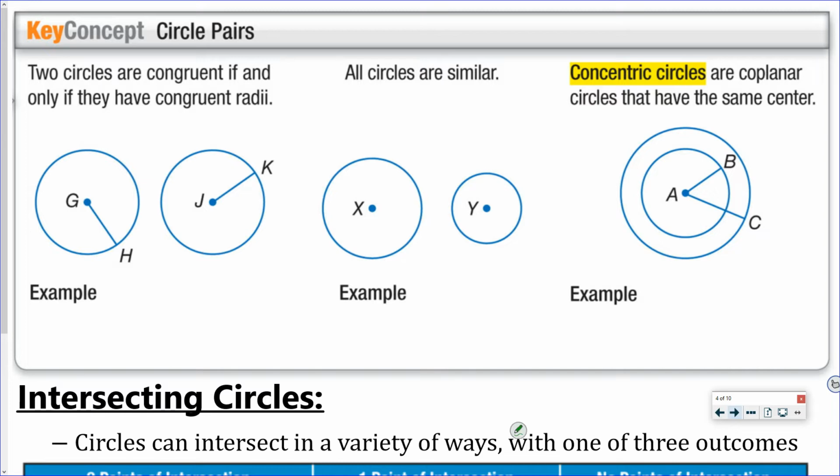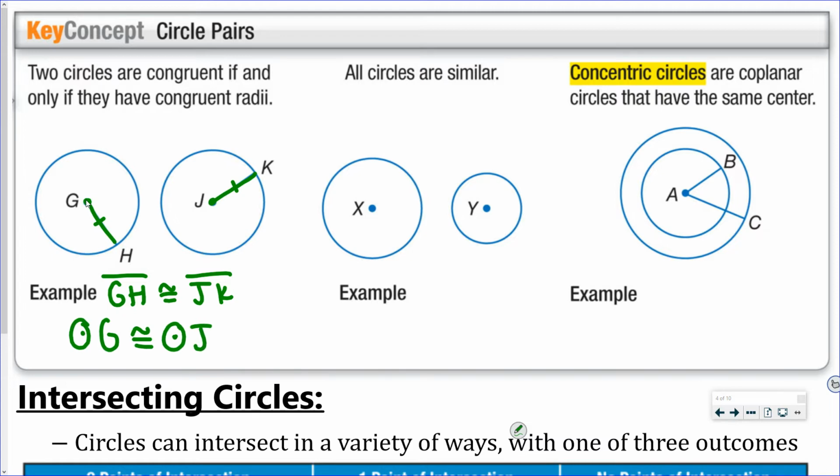So here in circle G, as long as that radius is the same length as in circle J, so if we know this, that radius is congruent to the other radius, then the circles we say are also congruent. So remember our notation for congruent looks like that. Okay, similar circles.